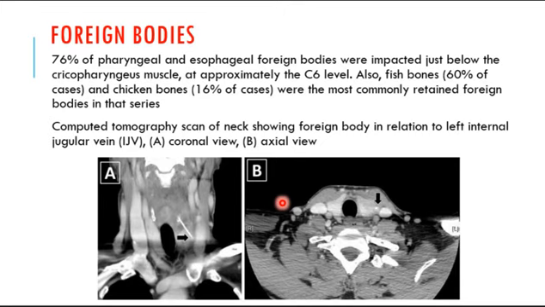Another entity we look for in the CT of the neck in the emergency setting is the foreign body. As we said, in the case of foreign bodies, usually 76% of them are pharyngeal and esophageal foreign bodies. They are just impacted below the cricopharyngeus muscle. And usually we know that it's either a fish bone, a chicken bone, or a wooden particle.